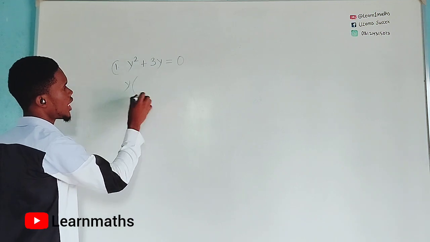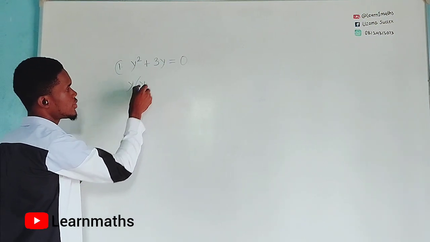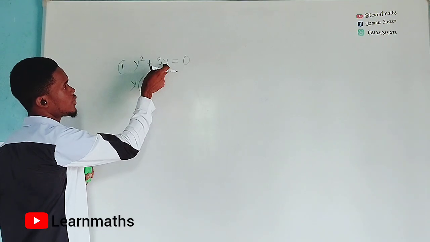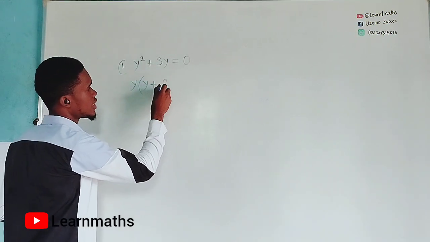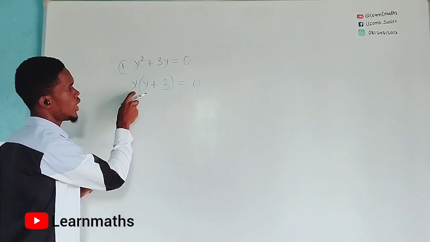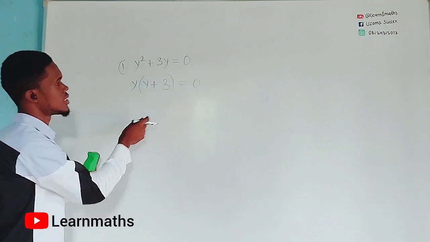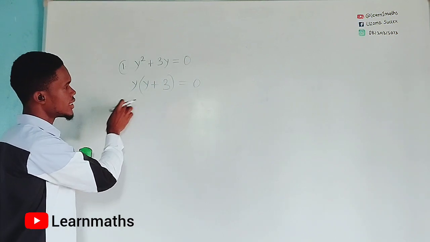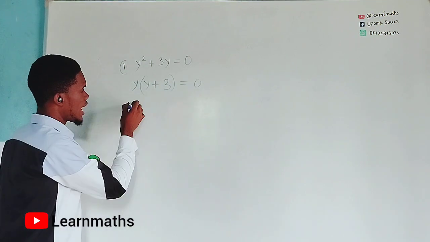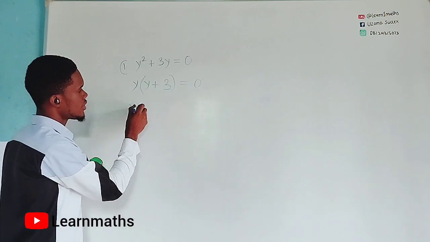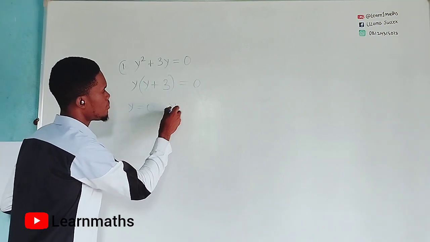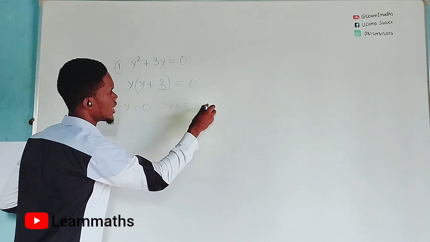If I factor out y from y squared, I'm left with one y. You know y times y is y squared. Plus, if I factor out y from 3y, I'll be left with 3, equal to 0. You understand? y times y is y squared, y times 3 is 3y. So now I have one term outside the bracket and one term inside the bracket, both equal to 0. So I will equate the term outside the bracket to 0, then equate the term in the bracket to 0 as well, that is y plus 3 equal to 0.